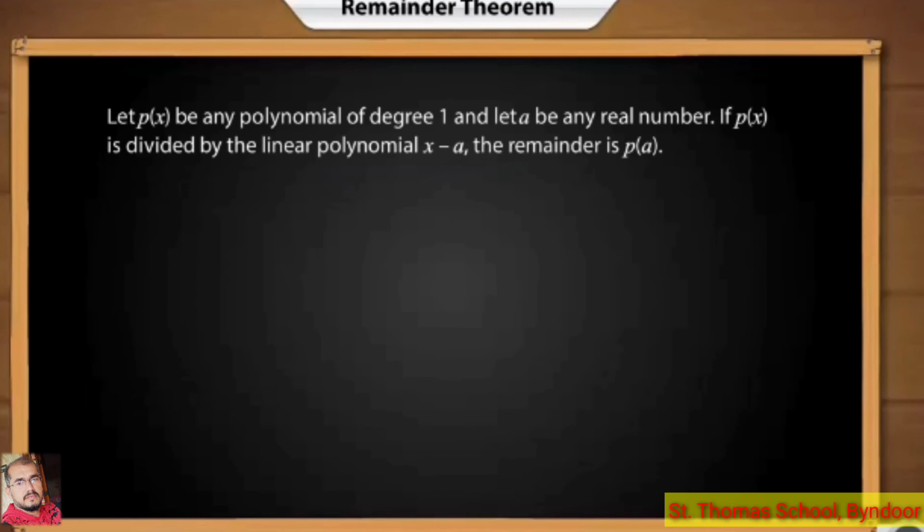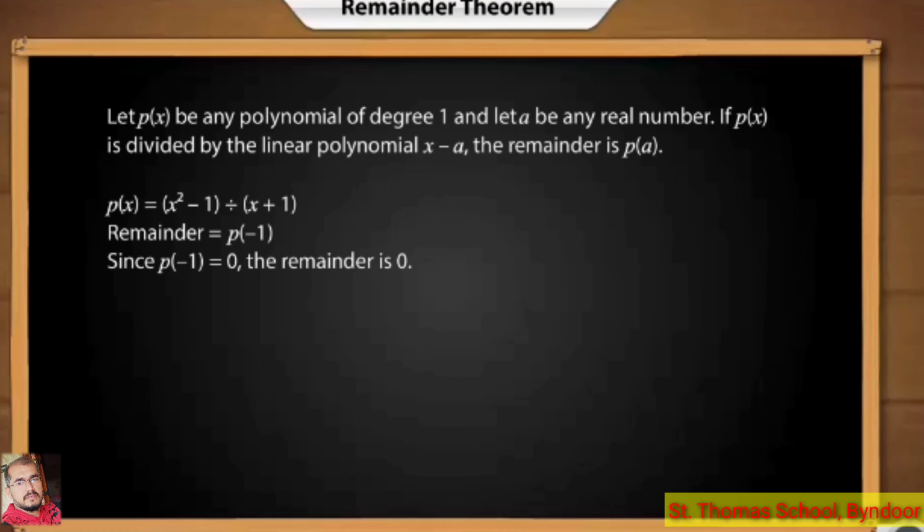Let p of x be any polynomial of degree 1 and let a be any real number. If p of x is divided by the linear polynomial x minus a, the remainder is p of a. By remainder theorem, on dividing p of x equals x square minus 1 by x plus 1, the remainder will be p of minus 1. Since p of minus 1 is equal to 0, the remainder is 0.